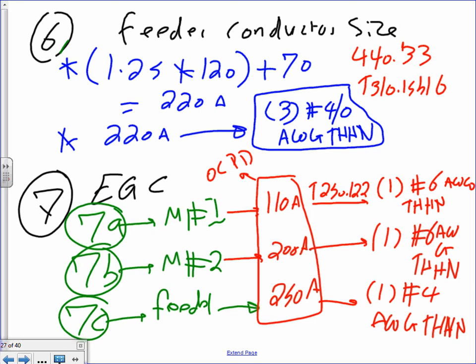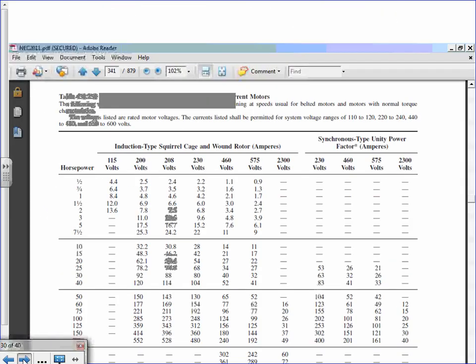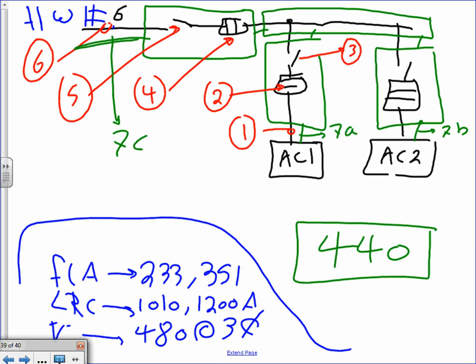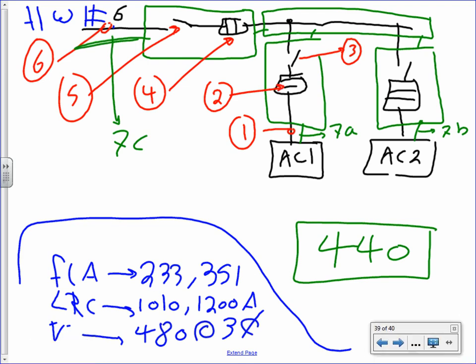Do me a favor. Is everybody done with that one, guys? So let's go all the way to the homework. I have another example, but I'm not going to give it to you guys. So here's the homework I would like you to do, homework number 6. Full load amps are 233 and 351. Locked rotor current 110, 1010, and 1200. Voltage 480, 3 phase. And what do I need to do? I need to size these 7 things. Make sense?